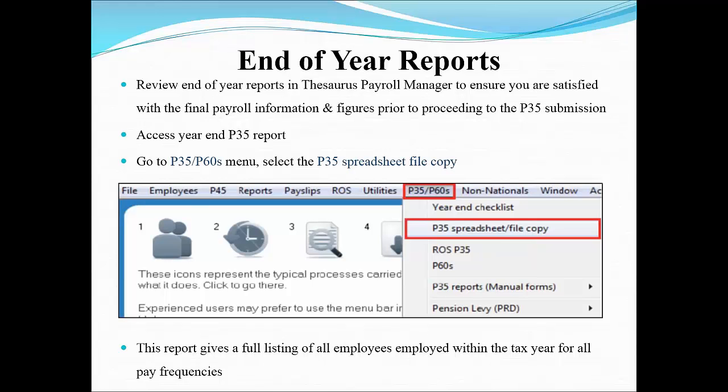Okay, so you would review the end of year reports then in the Thesaurus Payroll Manager to ensure that you're satisfied with the payroll information and figures prior to proceeding to the P35 submission. So you can access the year-end P35 report by going to P35 and P60s and select the P35 spreadsheet file copy. So this report gives a full listing of all employees employed within the tax year for all pay frequencies. So any employee that has been paid within the tax year will be listed on this report. So that's present employees and leavers within the tax year.